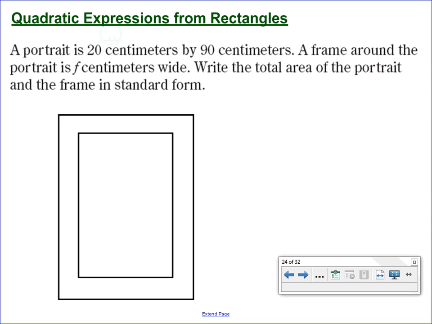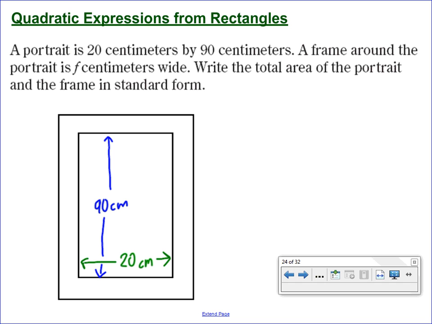Let's go ahead and get some values labeled in my picture then. So if my portrait's 20 by 90 centimeters, I'm thinking that that's kind of the picture inside. So if I go to label, I'm thinking that this dimension here, just on the picture, would be 20 centimeters. And then again, just on the picture, would be 90 centimeters tall. But then I have the frame. How many centimeters wide is the frame? Well, it's f, right? It's f centimeters wide.